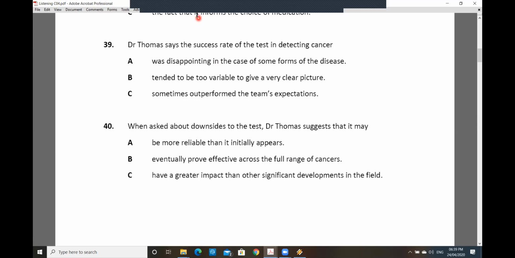So always underline the words which are going to extreme positive or extreme negative. So this is extreme positive, full range of cancers. Then here comparative language: more reliable than it initially appears, and greater impact than other developments in the field. Yeah. Do you all agree now? Shall I move on to the next question?